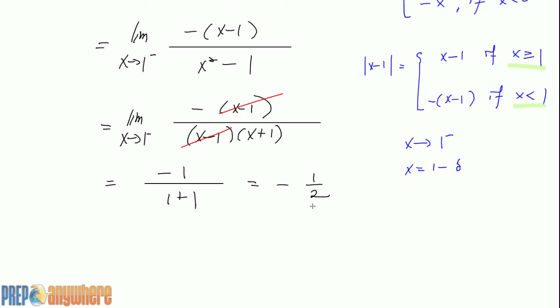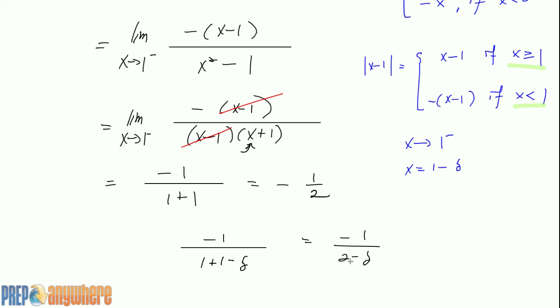Now, are we approaching minus half from under or above? So the answer to that question depends on this. See this x here? It's minus 1, actually 1 plus 1 minus some delta, right? So it's 2 minus some delta.